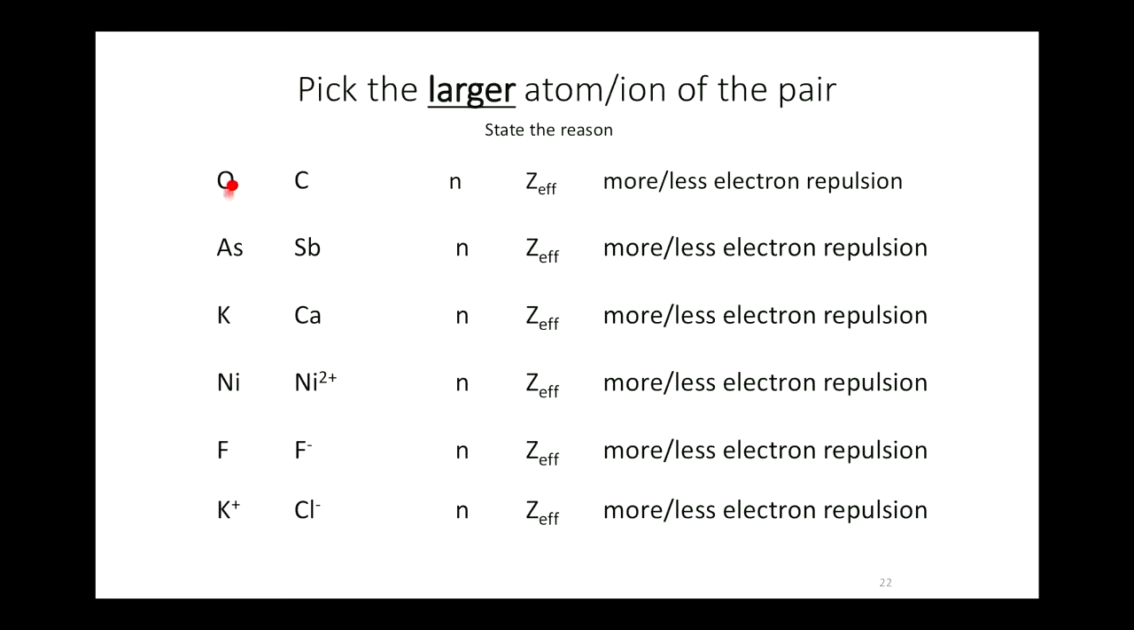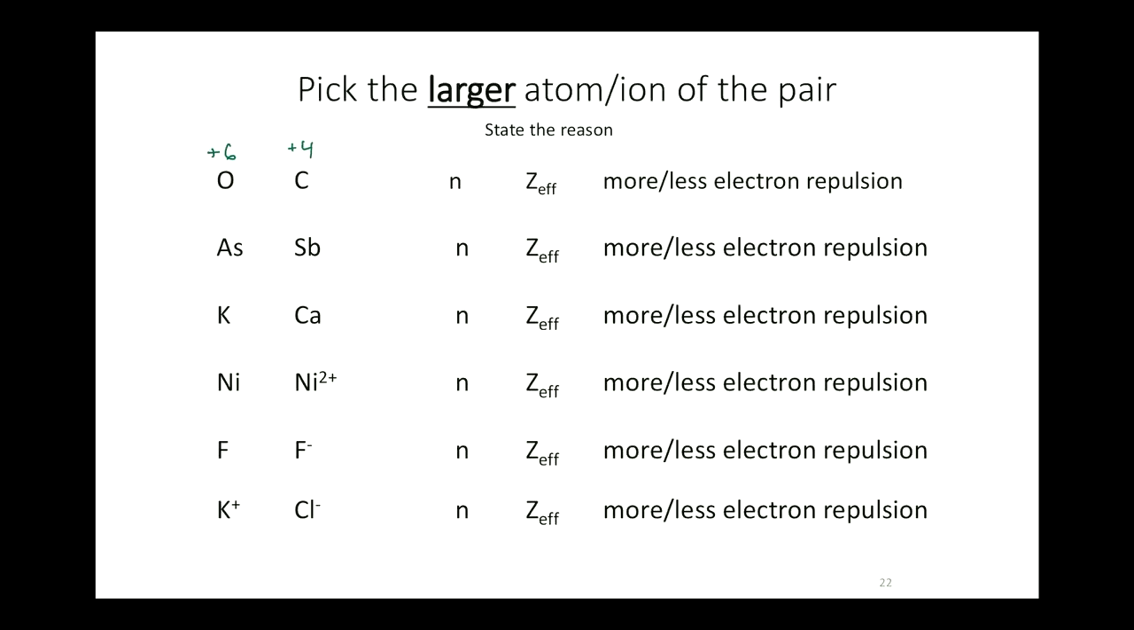So let's go through this. Let's look at oxygen and carbon. I would locate them on the periodic table. Ask yourself, are the N values different? No, they're the same. So if they're the same, that means we can't use the N value to determine the size difference. So what do we look at next? Z effective, effective nuclear charge. So what's the effective nuclear charge of oxygen? +6, and carbon is +4.